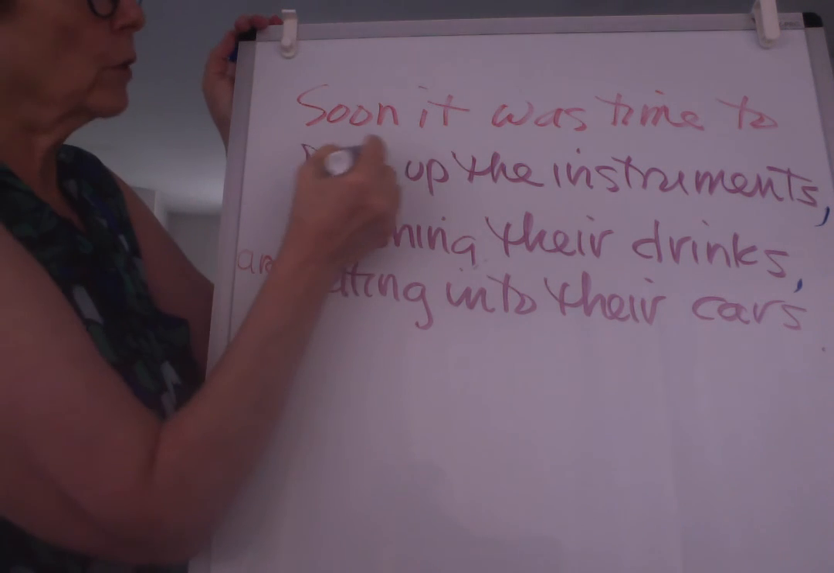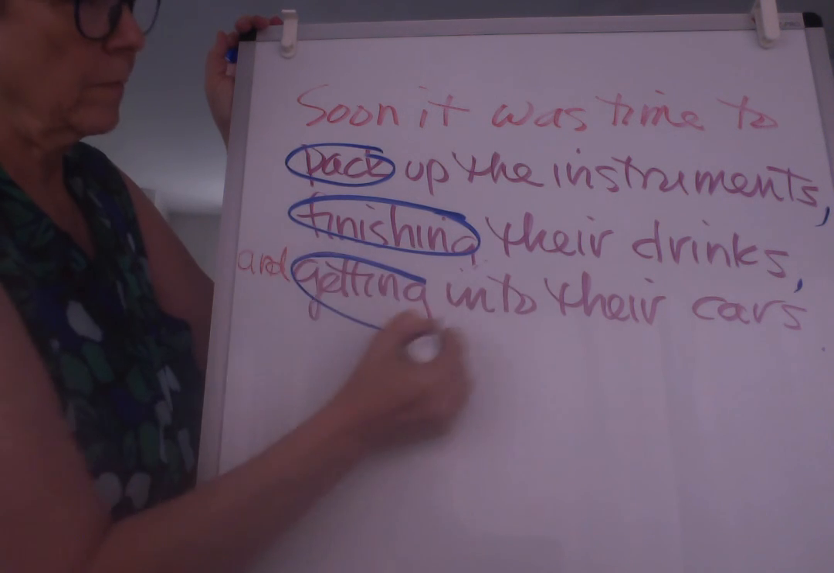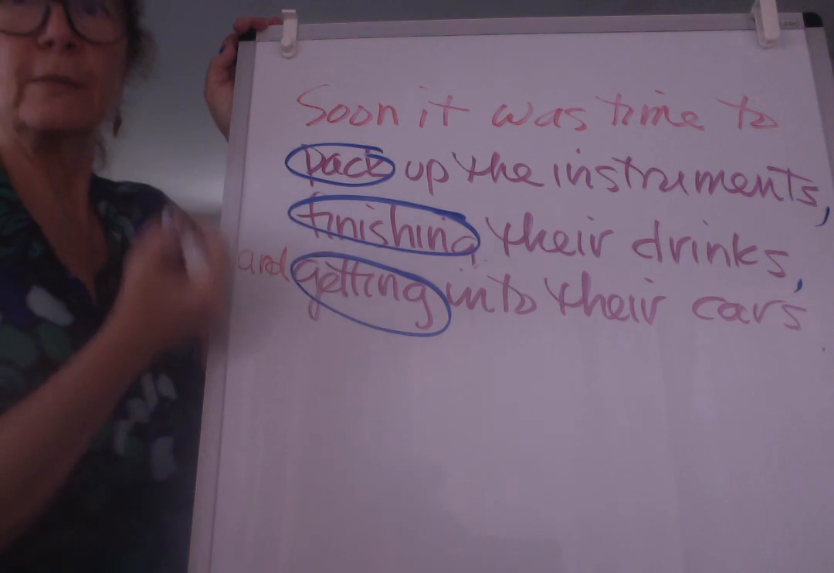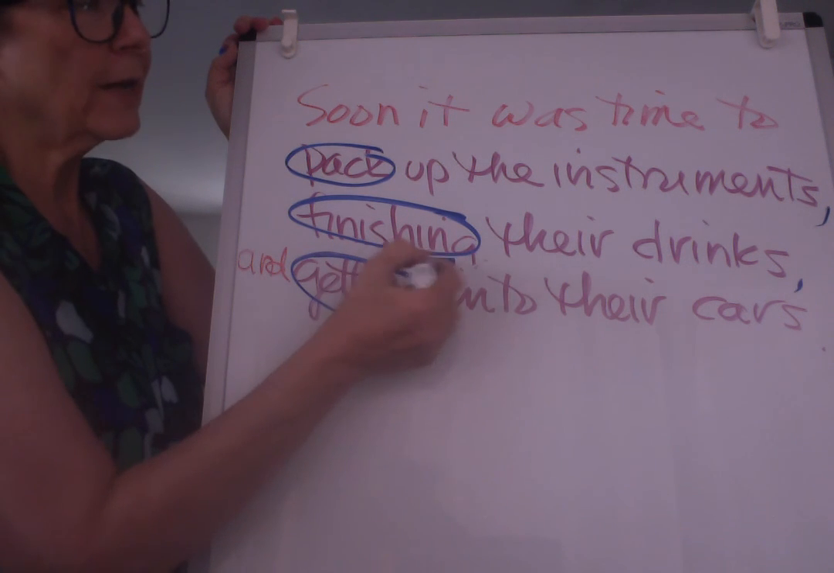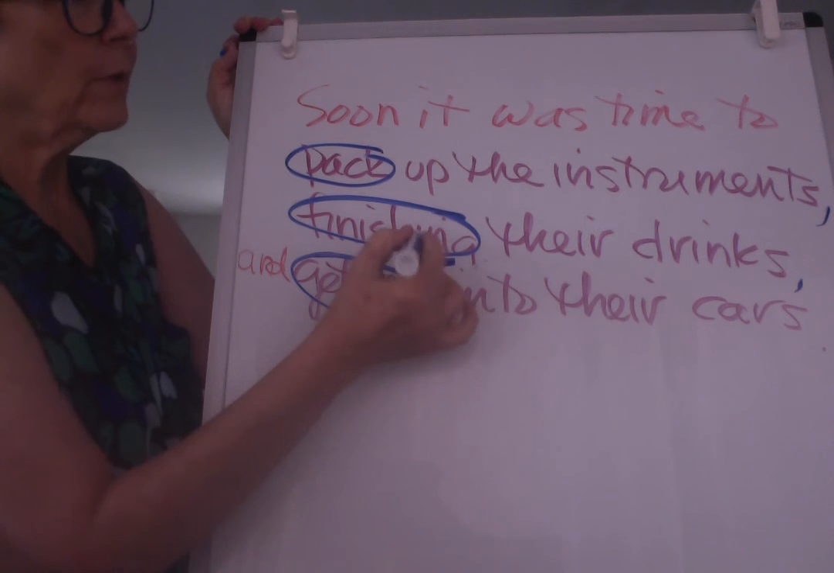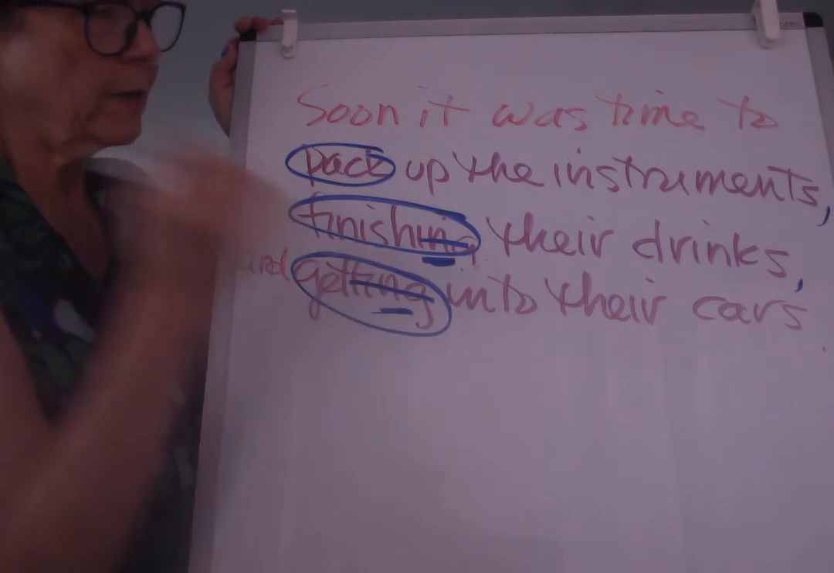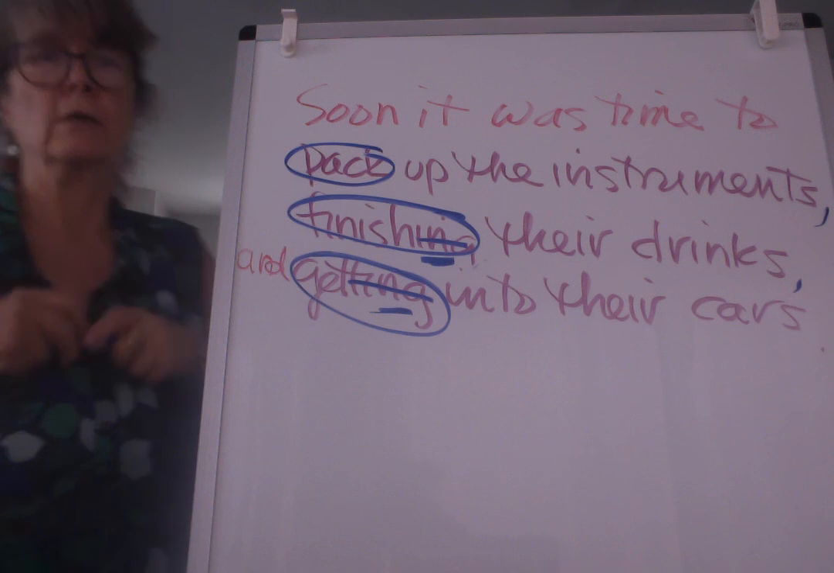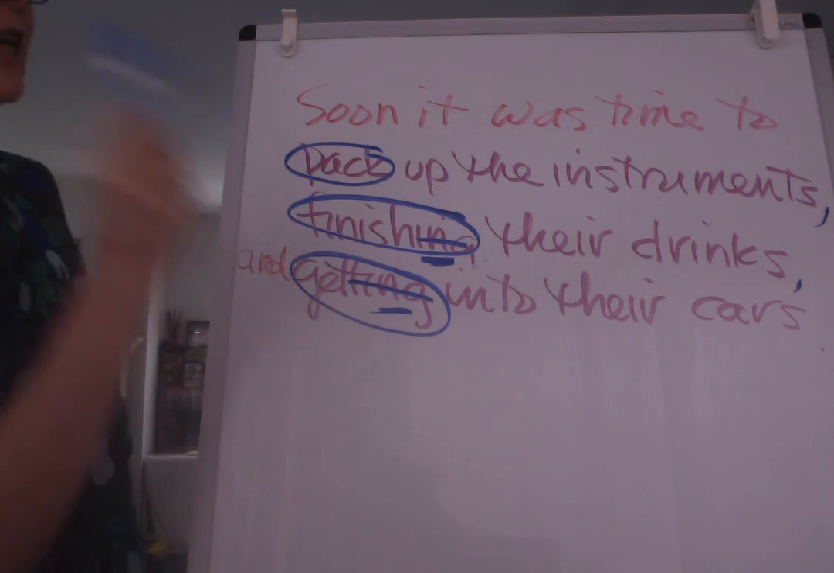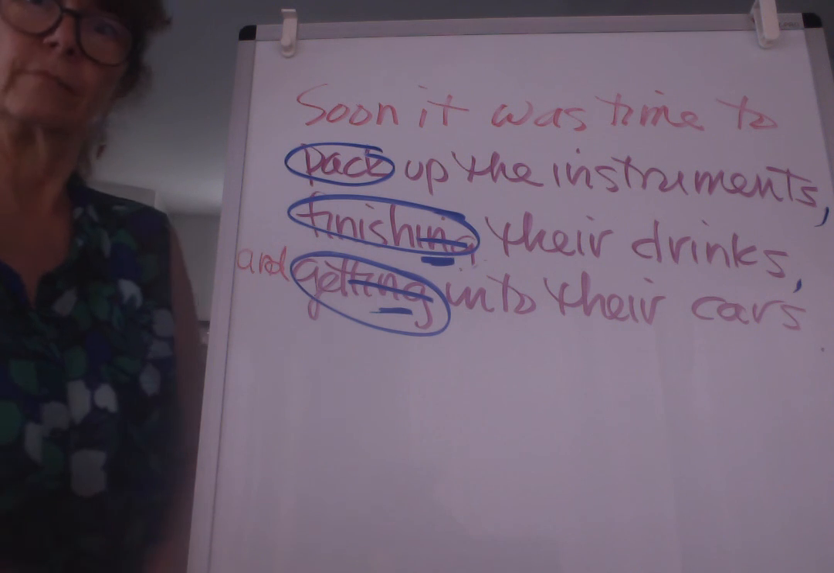also want to make sure that these are the same form, and they're not, are they? This is pack, this one has an ing, this one has an ing. So we can fix this easily by getting rid of the ings. Now we have soon it was time to pack up the instruments, finish their drinks, and get into their cars.